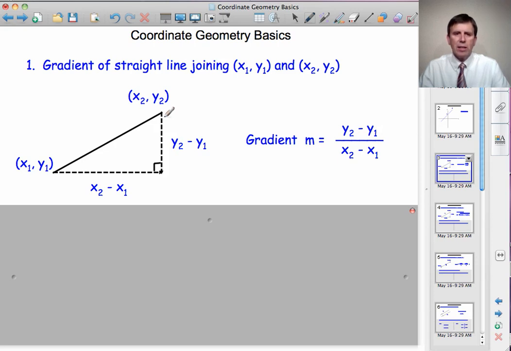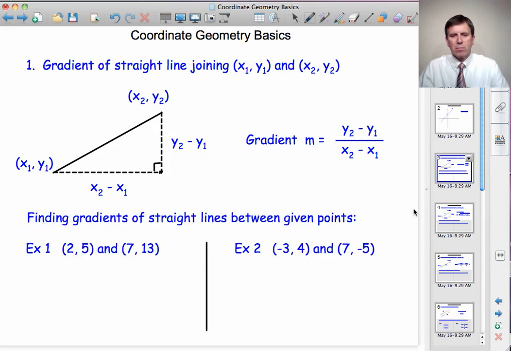Well, the gradient is the change in y's divided by the change in x. So it's y2 minus y1, that gives us that distance there, divided by x2 minus x1, that gives us that distance there. So the gradient is defined to be y2 minus y1 divided by x2 minus x1. Does it matter which point you call x1, y1 and which point you call x2, y2? No, it doesn't, as long as you're consistent. So if I'm going to call that one y2 and that one y1, I must call that one x2 and that one x1. I can't mix x1 with y2.